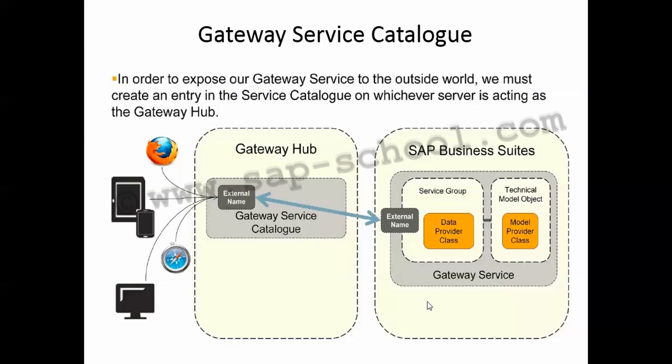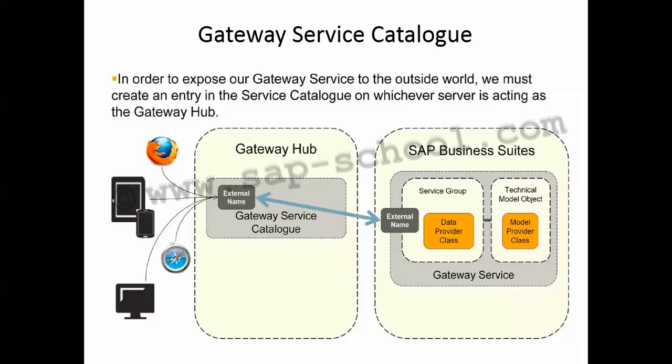Then we have the gateway service catalog. This diagram explains the OData providers and the proxy service setting on the gateway from the definition point of view. We are going to look at the OData service call from the app runtime point of view. In order to expose our gateway service to the outside world, we must create an entry in the service catalog on whichever server is acting as the gateway hub.